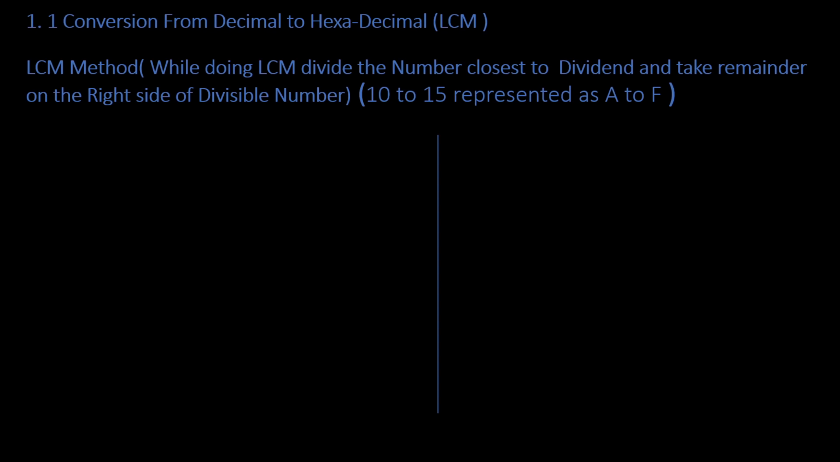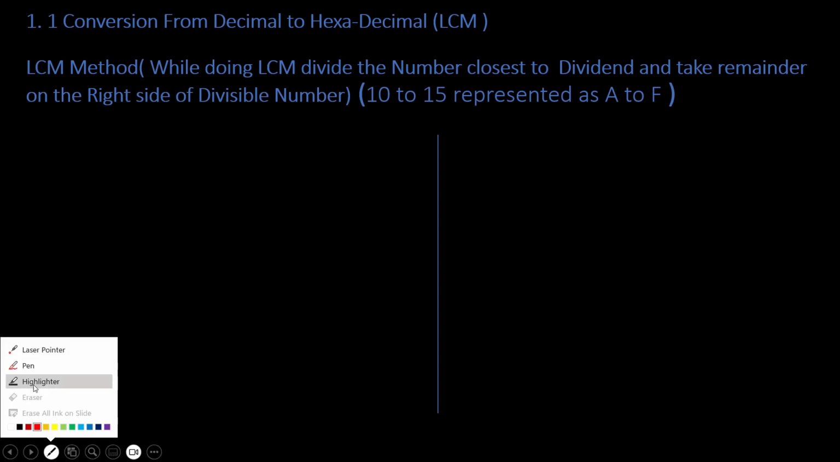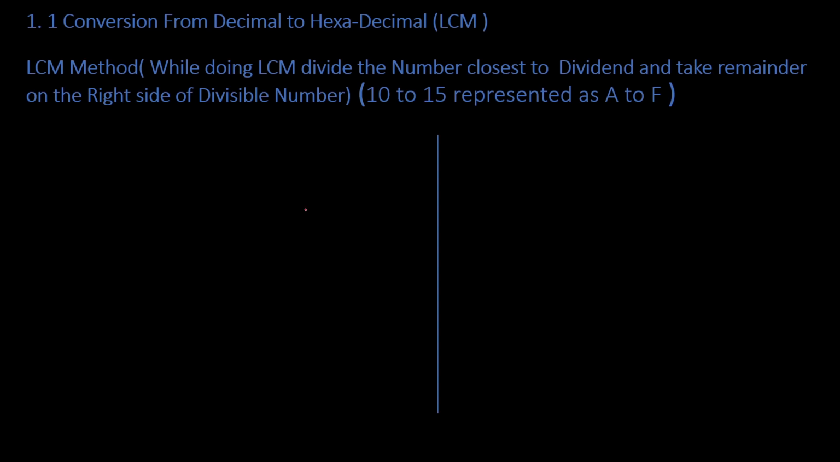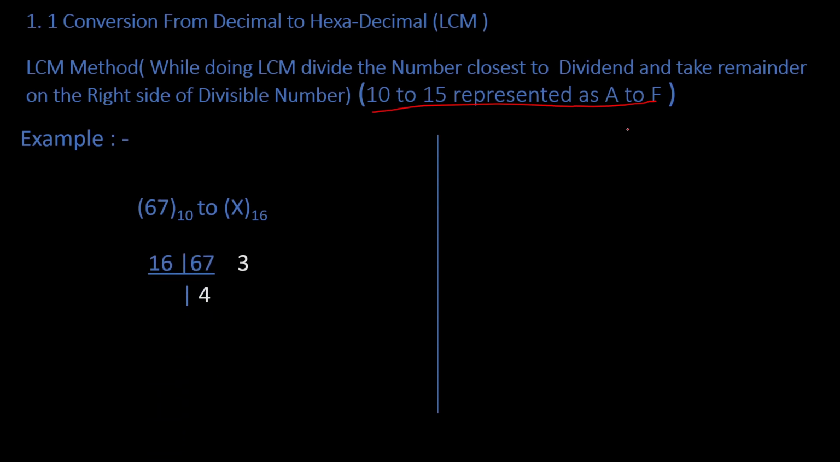Similarly, converting from decimal to hexadecimal is similar to the conversion from decimal to binary and decimal to octal. The only difference here will be the numbers which we are representing. We have to represent 10 to 15 from A to F. This is the only difference for hexadecimal. The first example will be 67. We have to convert it to base 16.